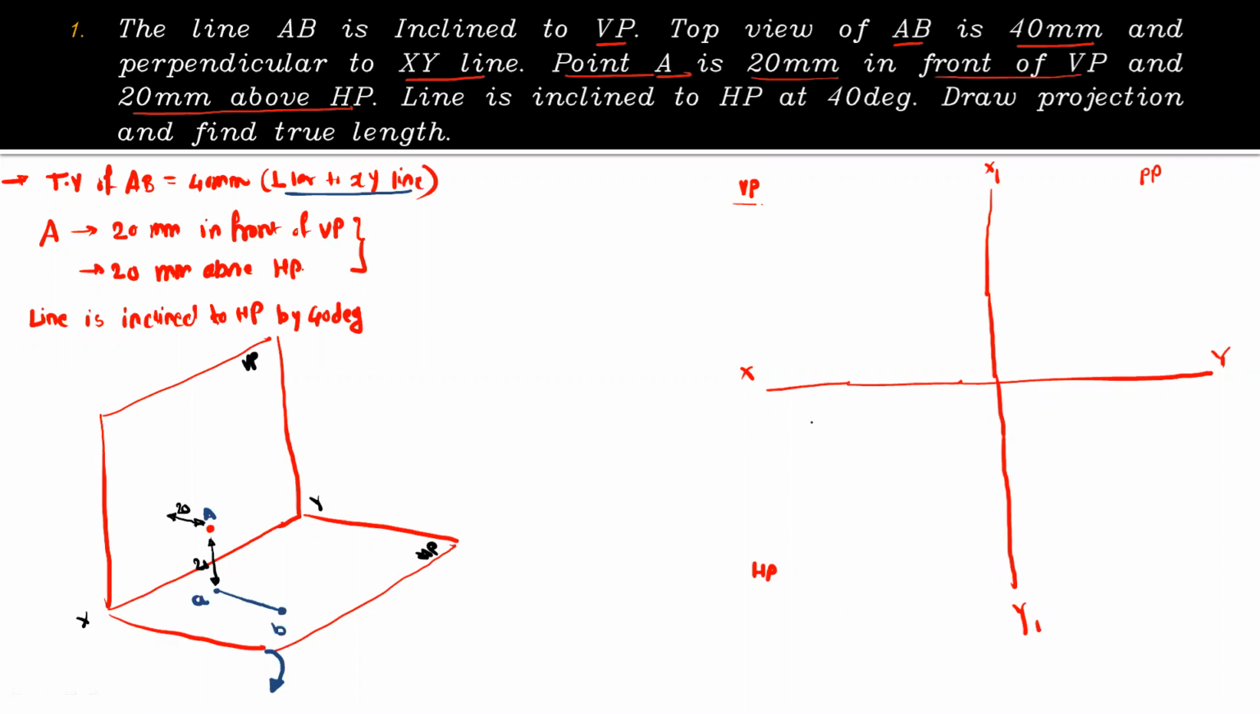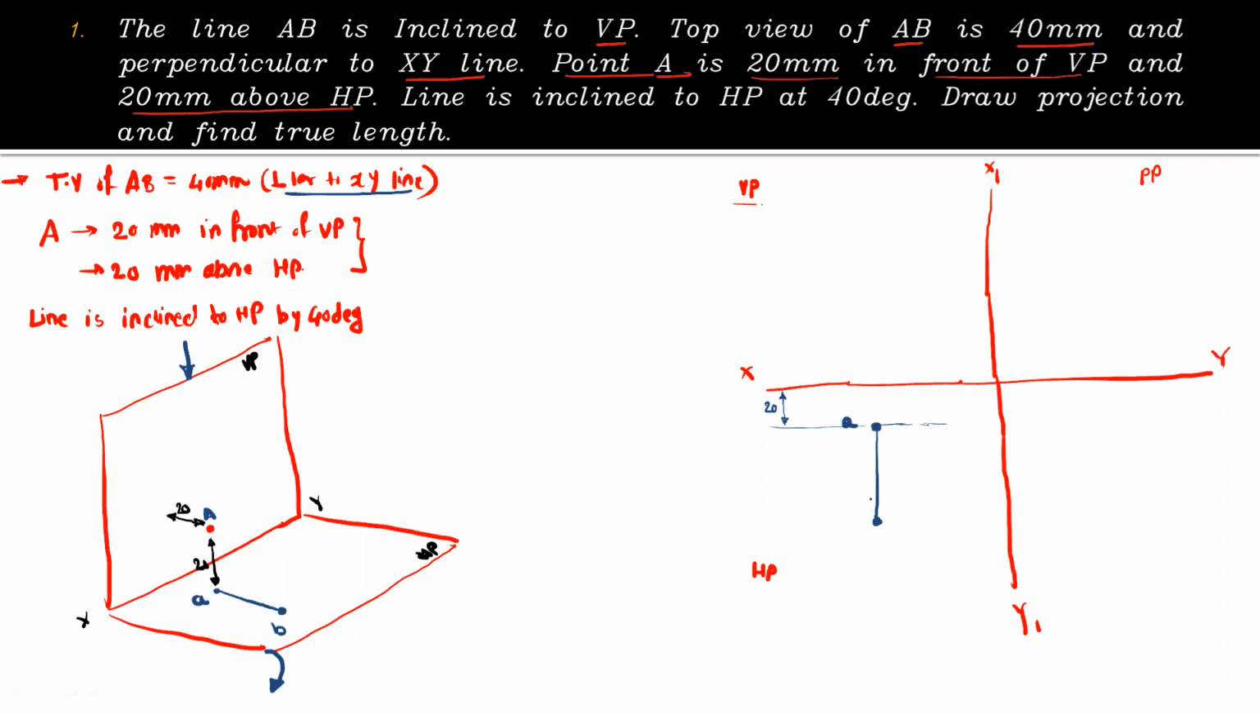First draw one horizontal line at 20 mm distance, because from the top direction, point A is 20 mm in front of VP. So draw one line at 20 mm distance. This is just a reference. On this line, you can mark one point. So this is your point A, that is the top view of the point A. Then draw a perpendicular line to the XY line. So this will represent the top view of the line AB.